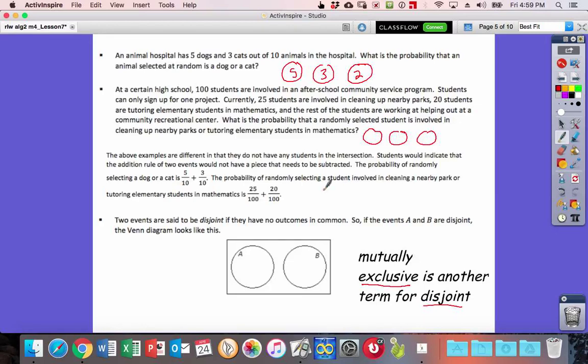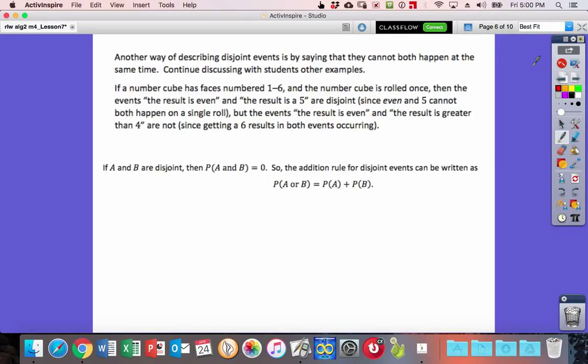So in the above examples, they do not have any students in the intersection, so there's nothing that has to be subtracted out. So when you're doing that probability, you're not going to subtract anything out, or if you do subtract anything out, it would be 0 because they're disjoint. They have no outcomes in common. And the Venn diagram would look like this. There's no intersection. Another way of describing disjoints is by saying they cannot both happen at the same time. And you'll see that with some real life examples.